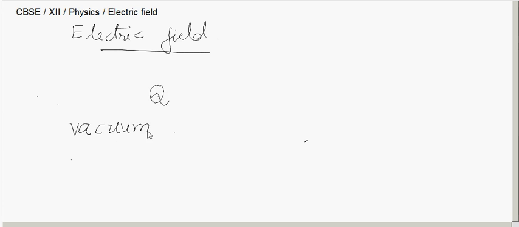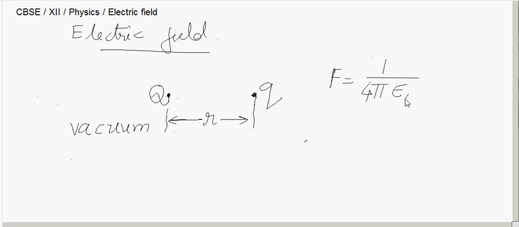Now we know that if you bring another positive charge, so let us say this charge small q is at a distance r from this Q, this charge small q will experience a force, and this force is given by 1 by 4 pi epsilon naught Q into q by r square.